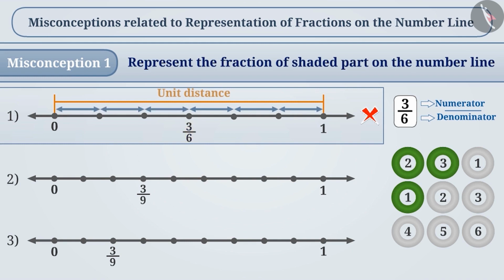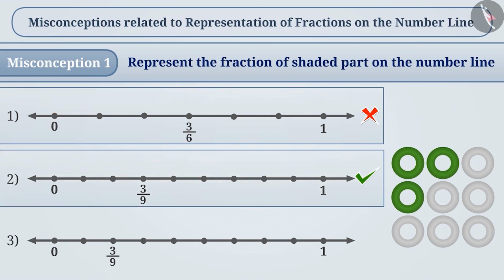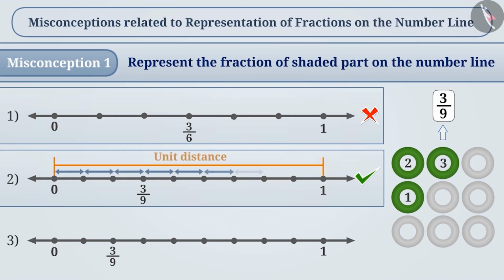This is a misconception. The correct answer to this question is option 2 because here the shaded parts are 3 out of 9. So the fraction will be expressed as 3 by 9. To represent this on a number line, unit distance is divided into 9 parts, out of which 3 parts are taken to mark the fraction 3 by 9 correctly.